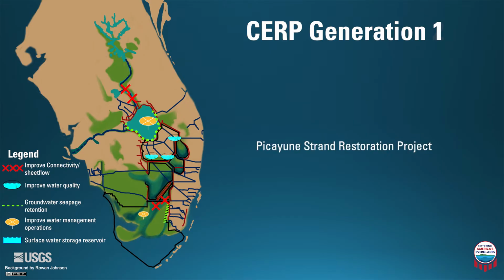Picayune Strand Restoration Project. This project will remove historic roads and backfill canals to restore sheet flow in the Picayune Strand and adjacent wetlands. These actions will improve water depths and flooding durations in Everglades freshwater habitats.